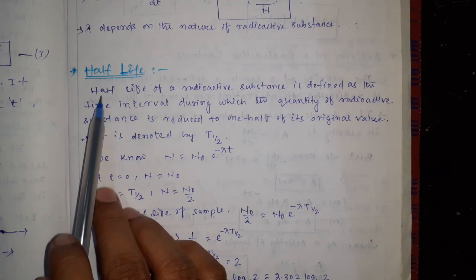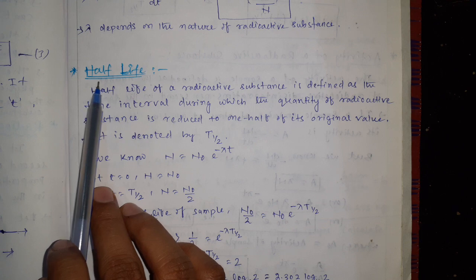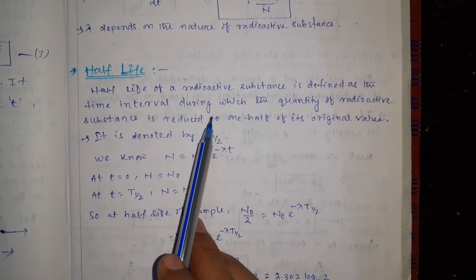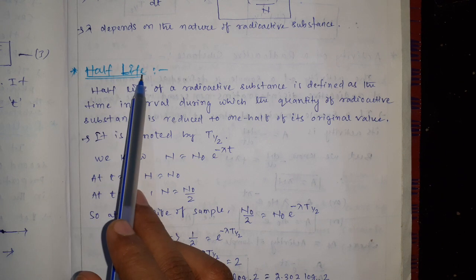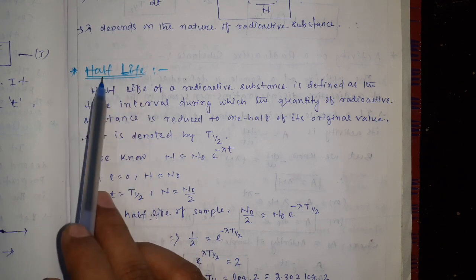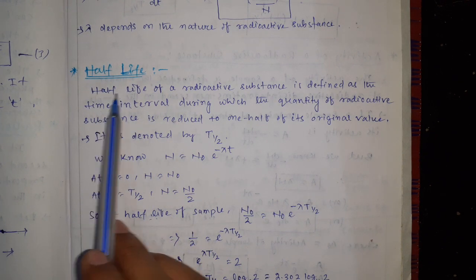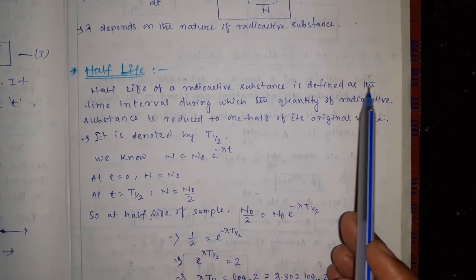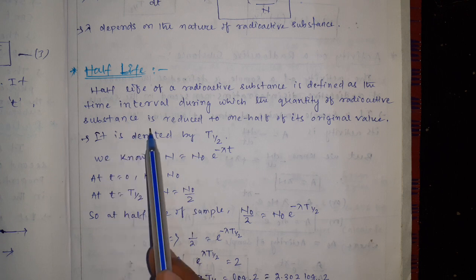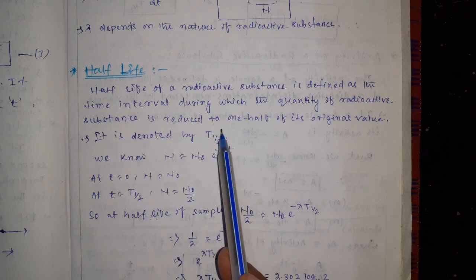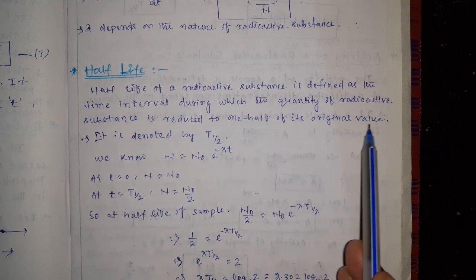Now we'll study the half life. The word suggests half of the total lifetime. The half life of a radioactive substance is defined as the time interval during which the quantity of radioactive substance is reduced to one half of its original value.